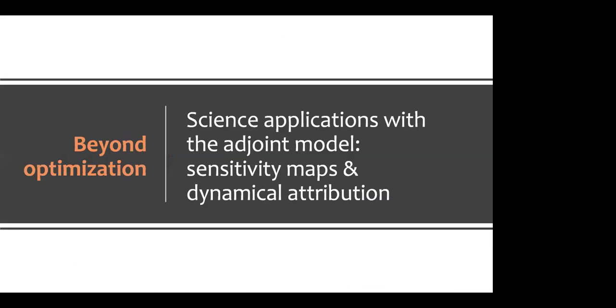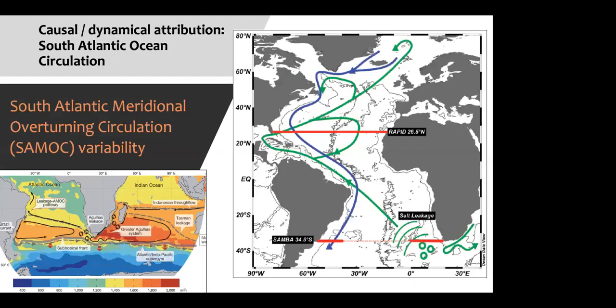I wanted to go into another piece of analysis, which is sort of called beyond optimization. The point here is the use of the gradient information, or of the adjoint, not just for optimization or for data assimilation per se, but for scientific analysis, in particular what we call dynamical attribution of certain quantities. And the context here, as an example, is the dynamical attribution of South Atlantic Ocean circulation changes.